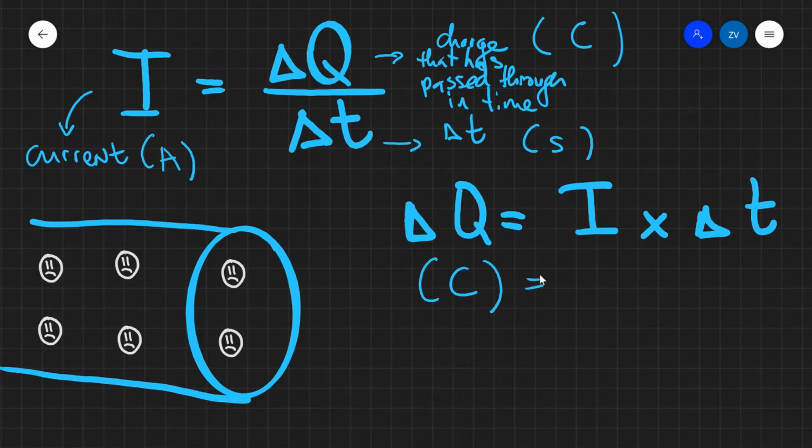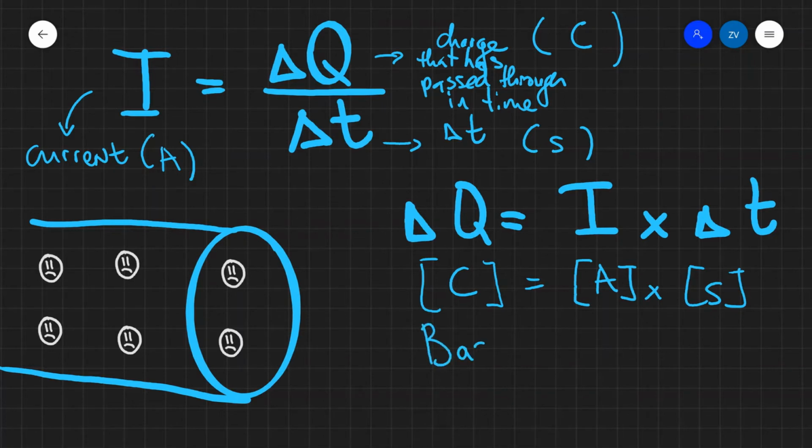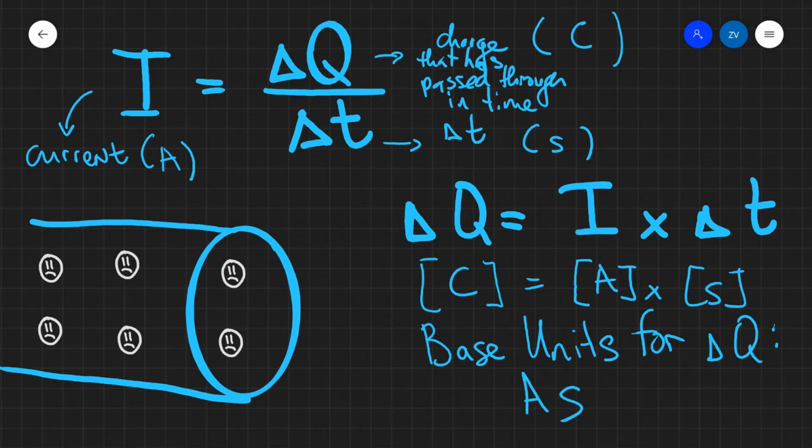The unit for the current is amps. Quite often units are denoted with these square brackets in physics, so I'm just going to use them for the unit. So a coulomb will be an amp multiplied by a second. In fact, these are actually the base units for the electric charge. And we can even make a little note over here that the base units for delta Q are in fact amps seconds.